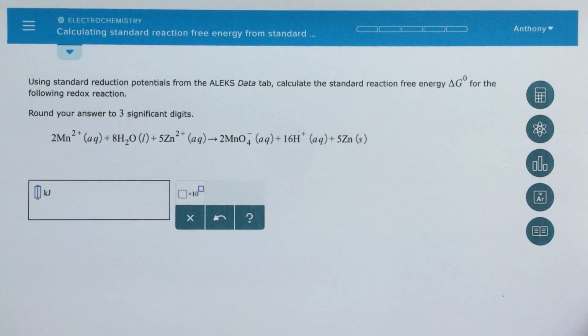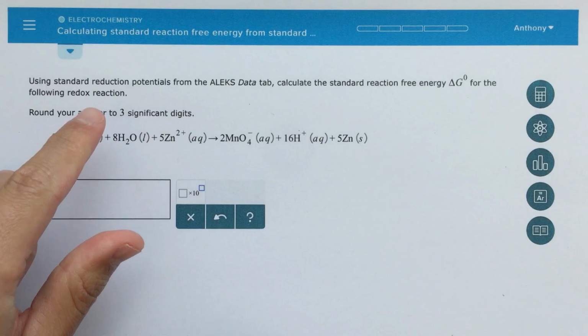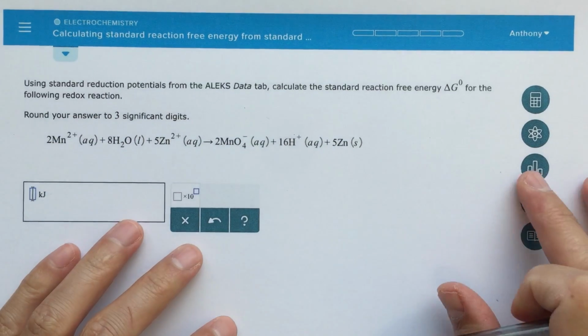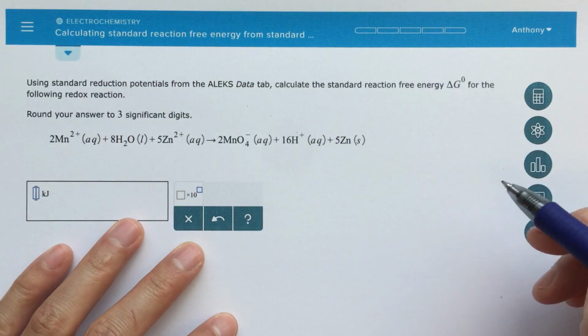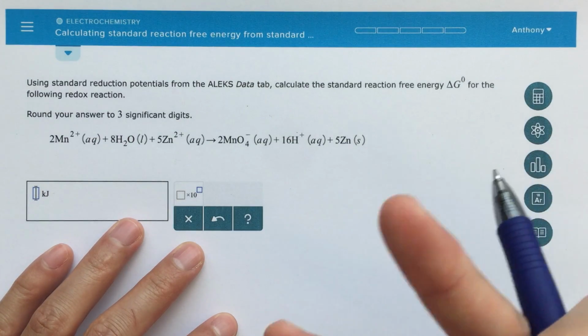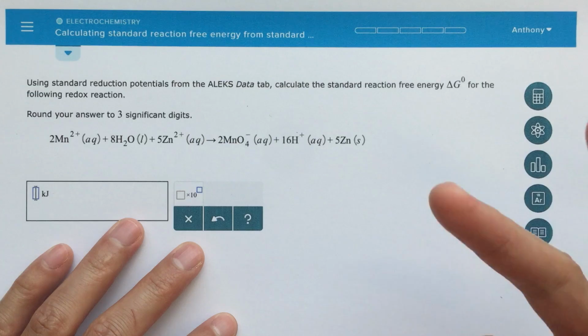All right, class, so this is an ALEKS topic that's called Calculating Standard Reaction-Free Energy from Standard Reduction Potentials. It tells us to use the standard reduction potentials from the ALEKS data tab, just clicking right here, to calculate the standard reaction-free energy for the following redox reactions. So this is relating delta G to the reaction potential, E naught.